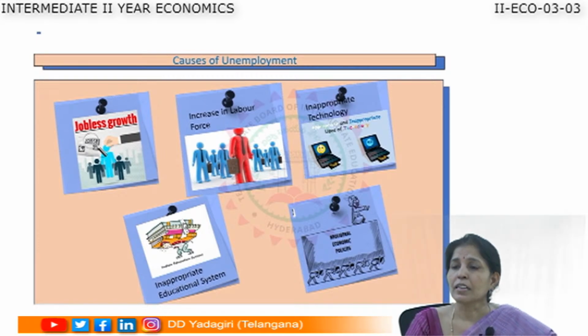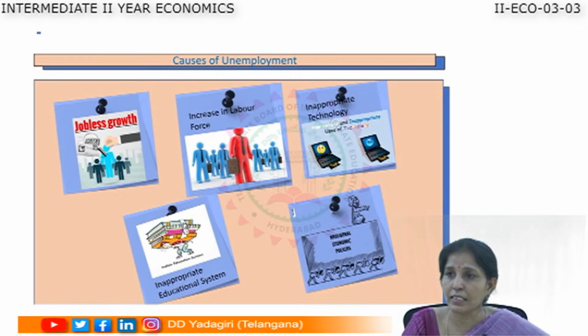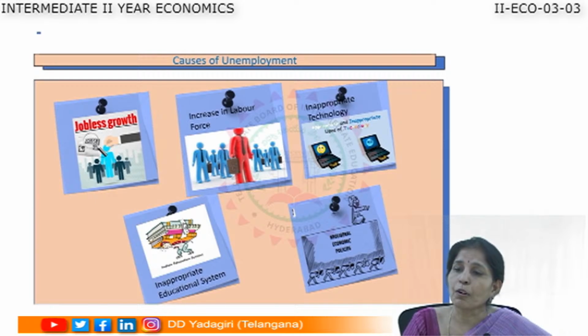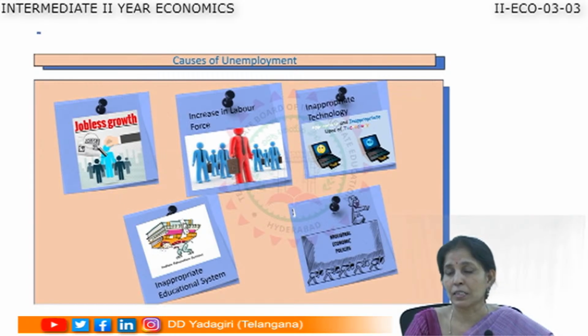The next one is inappropriate educational system. The present new educational policy has come up, which has made so many recommendations and changes that will take care of creating employment opportunities. A professional educational system is what is needed, but to a certain extent, our educational system, as we have it, is not able to support creating employment opportunities.